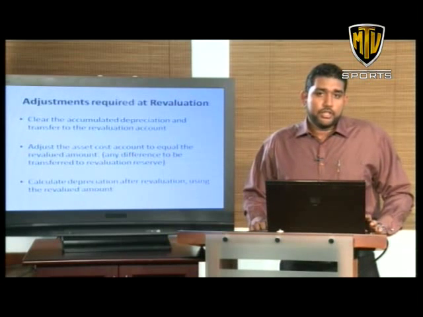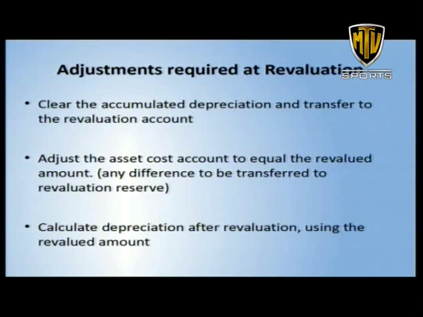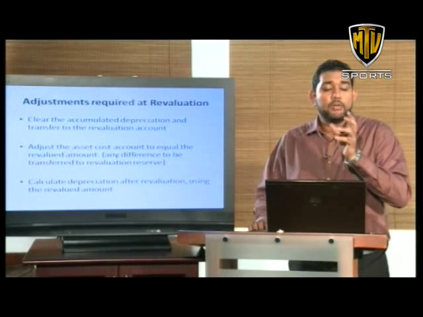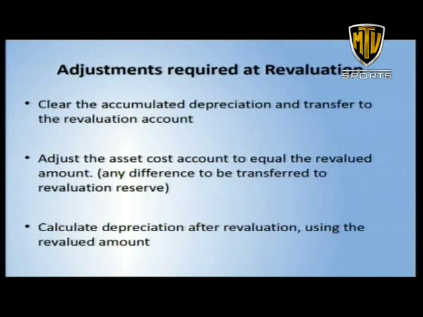So how are we going to do a revaluation? When we are doing a revaluation, there are some adjustments that we are supposed to do. The first thing to remember is that we are supposed to clear the accumulated depreciation and transfer everything that is there in accumulated depreciation into the revaluation reserve. That means the accumulated depreciation account will end up with a zero balance. You nullify it, you make it zero. And then the cost account, adjust the cost account to equal the revalued amount. You take the balance in the cost, the historical cost, compare it with the revalued amount. Any difference, you adjust it through the revaluation reserve.